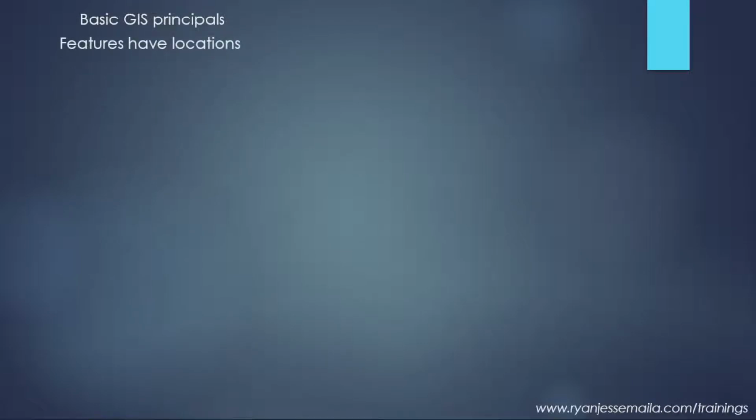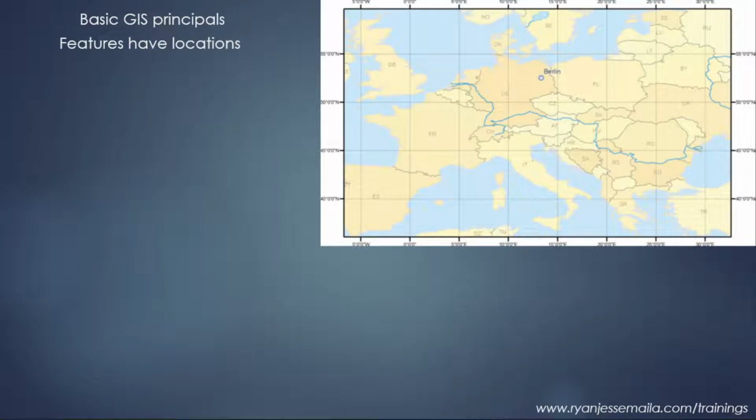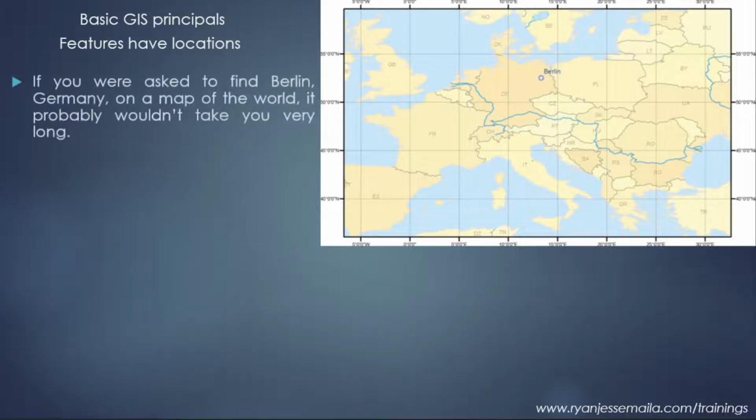So the other principle is that features have locations. This is something that I think you can understand. Someone will say, send me a WhatsApp location. The feature is where you are. It could be at the office, that's a feature. It could be at home, that is a feature. It could be at the market, or you are visiting, those are all features.